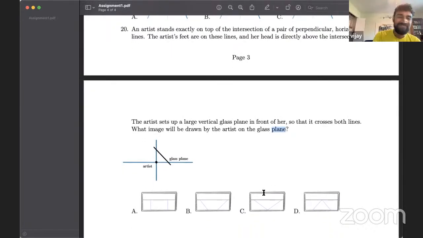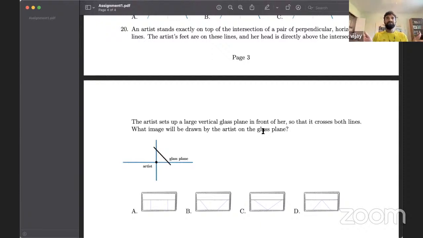Another caveat is that this is a kind of unrealistic scenario. If you were to actually stand on these two lines, these lines would separate themselves out of your field of vision very quickly. So one of the reasons this question is difficult is because it's a bit of a trick question: if you actually imagine being this artist standing on these lines, because they're perpendicular, and you're just looking straight ahead, they're going to quickly go out of your field of view.